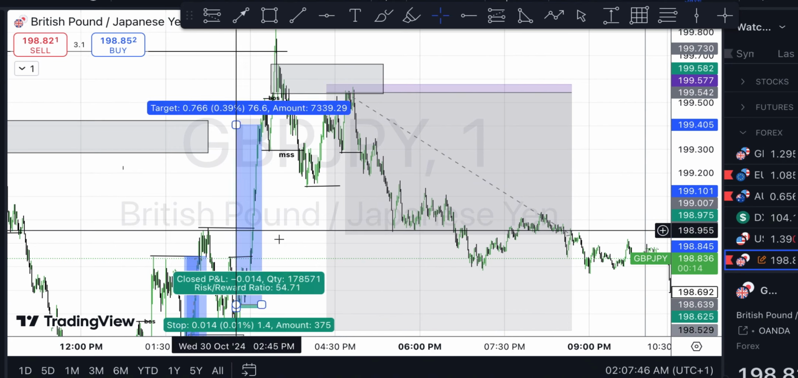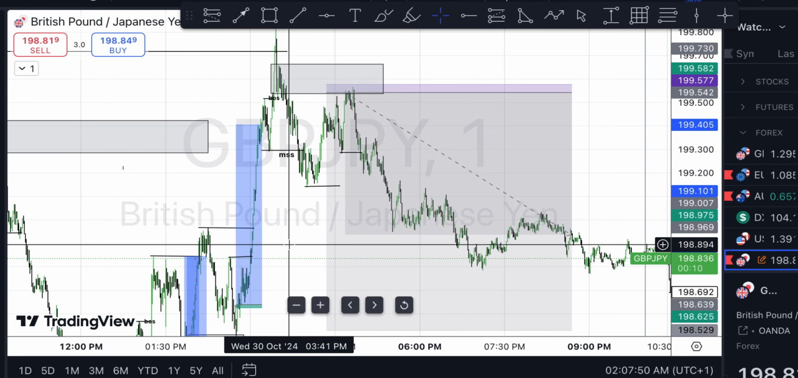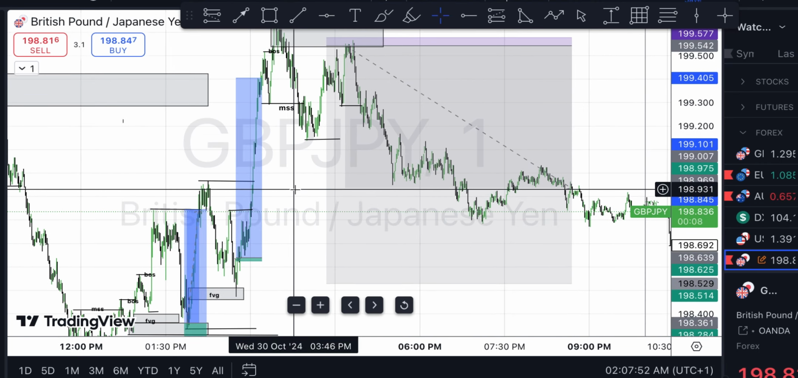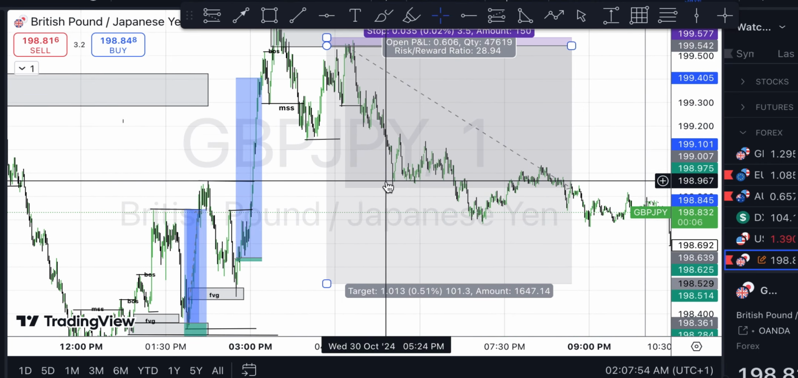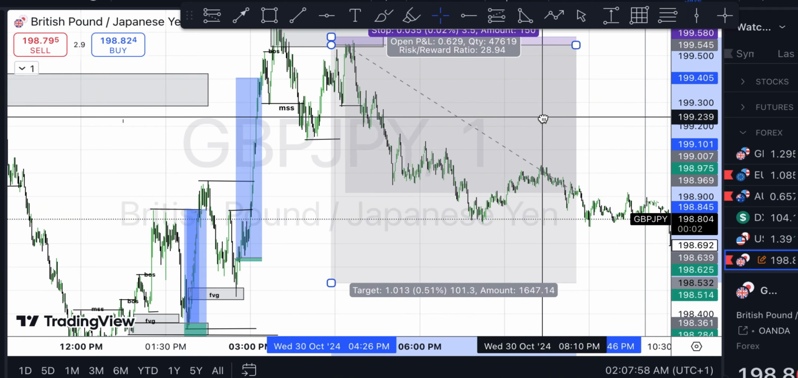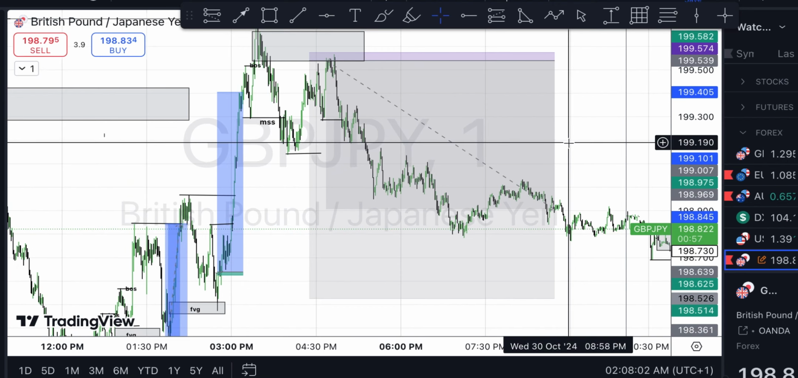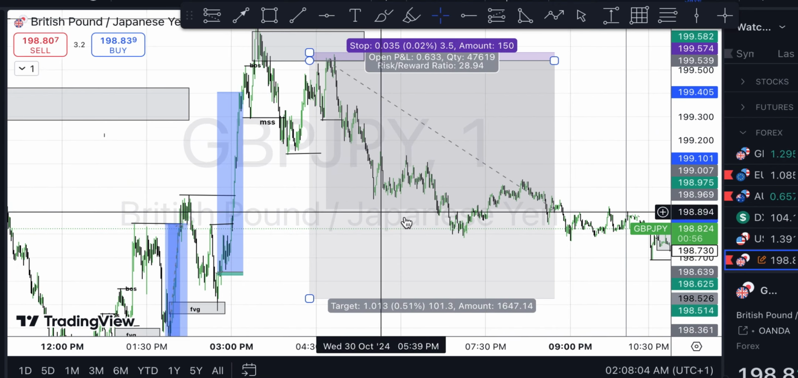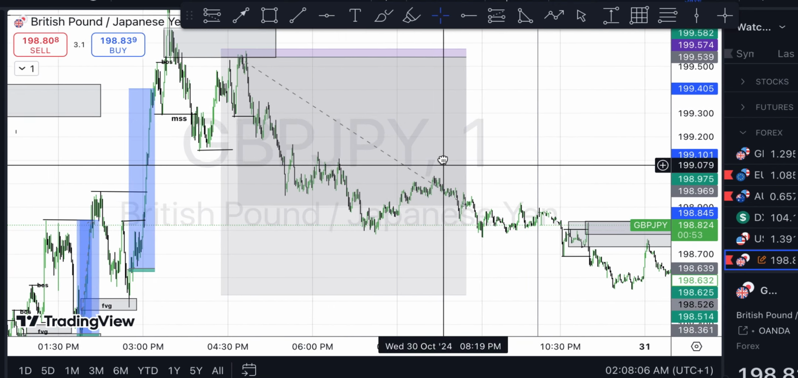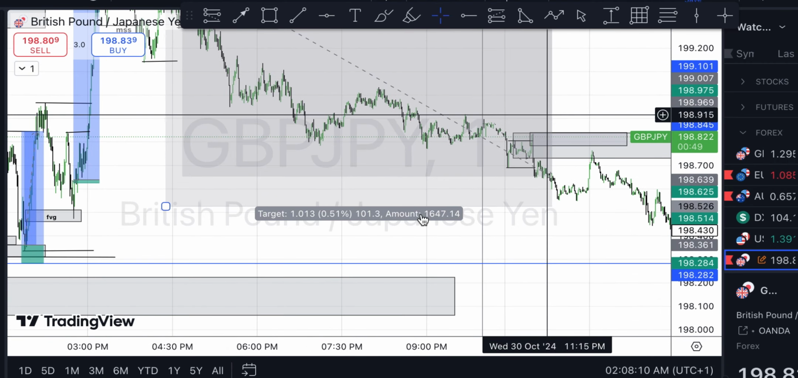So now after price did that, price came to this zone here. You see this zone here, this is like a breaker block. So what I did is that I took out half of my position from this zone. So now I've taken out half of my position, meaning that my money is safe. Then I leave the remaining one to run.